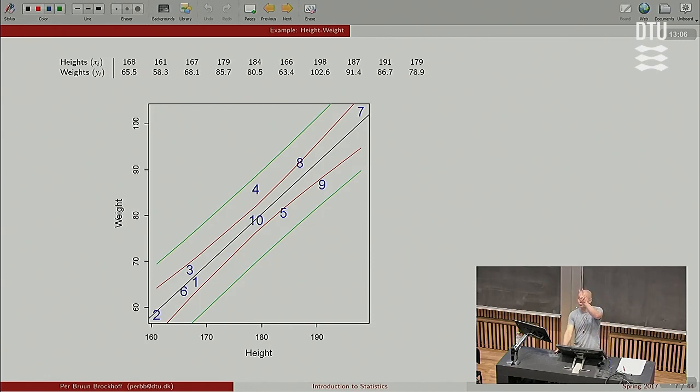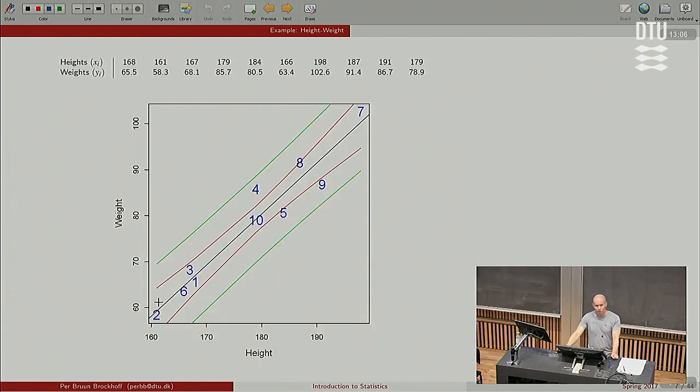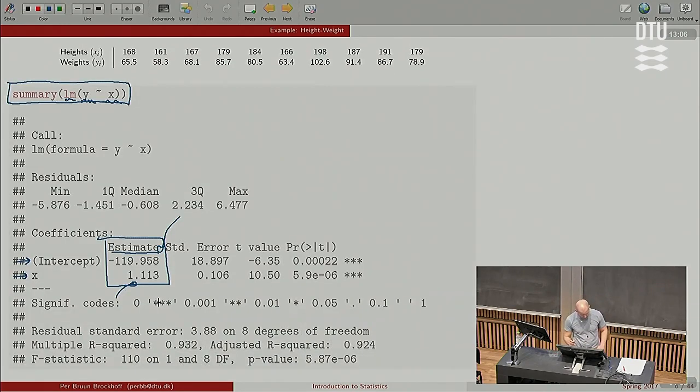A line consists of two things. An intercept and a slope. What's the slope, by the way? 1.113. Let's call it 1.1. What's the interpretation? That's often in linear regression the most interesting number of them all. This number, which is for the x in the model. The slope of the regression line.